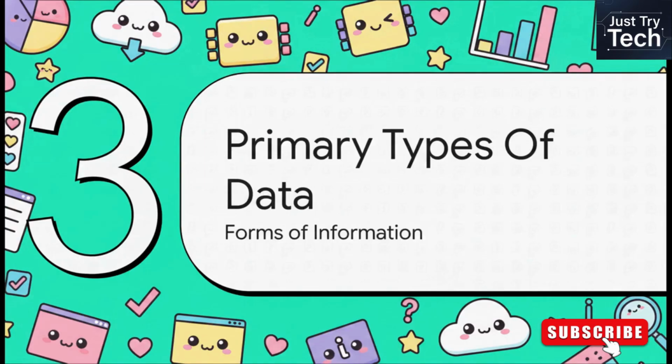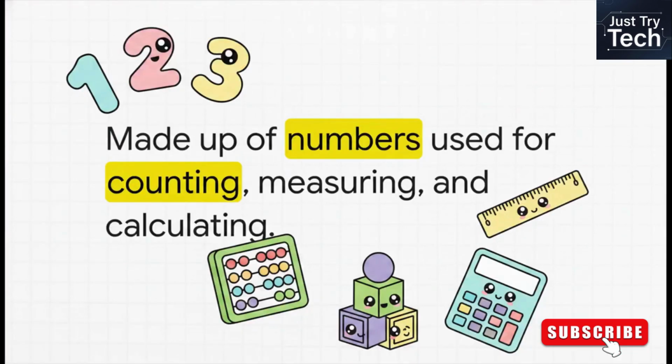Let's now move to our third section, the primary types of data. Data comes in many different forms, and we will categorize them now. First, we have numerical data. As the name suggests, this is data made up entirely of numbers.